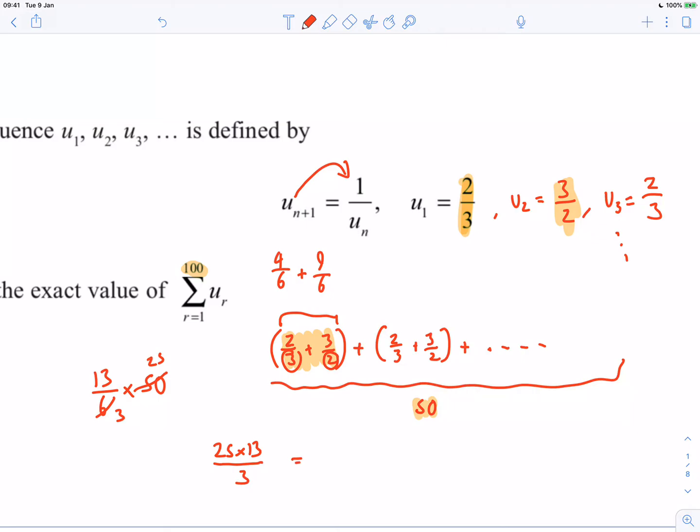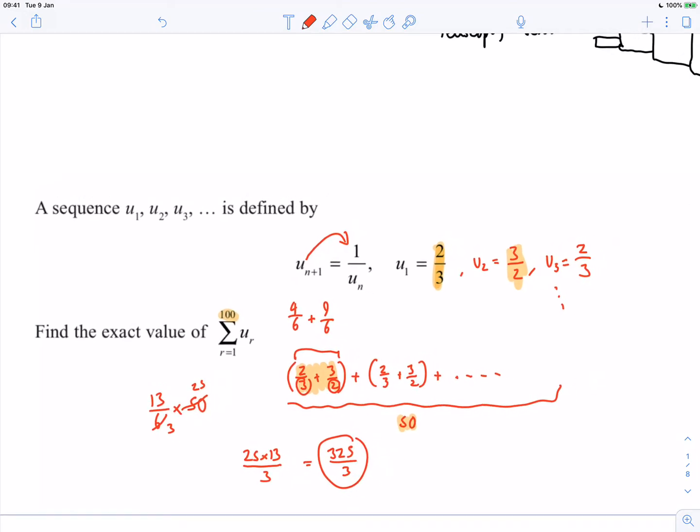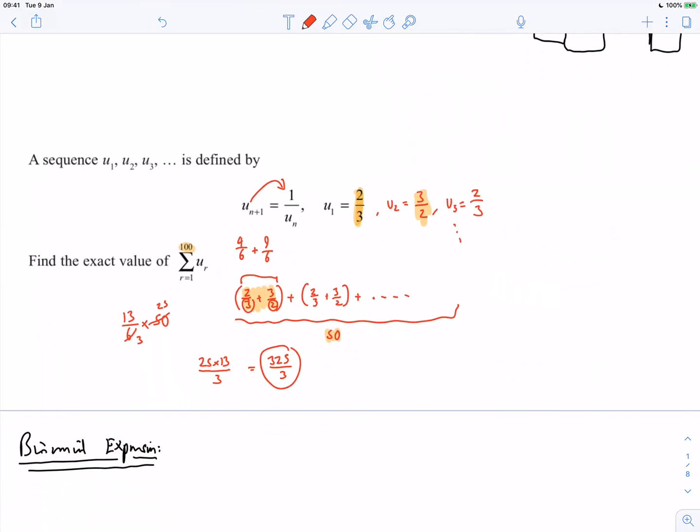What is that? Well, 25 times 4 is 100, and there's 3 fours in there. So I believe that's 325 over 3 as a top-heavy fraction. Yeah, because 12 25s are 300. There's one extra 25, so that makes 325 over 3. Yeah, not a lot you can do there.